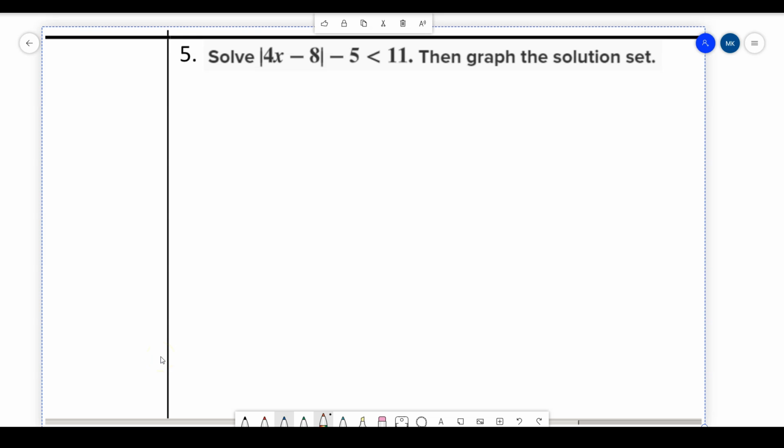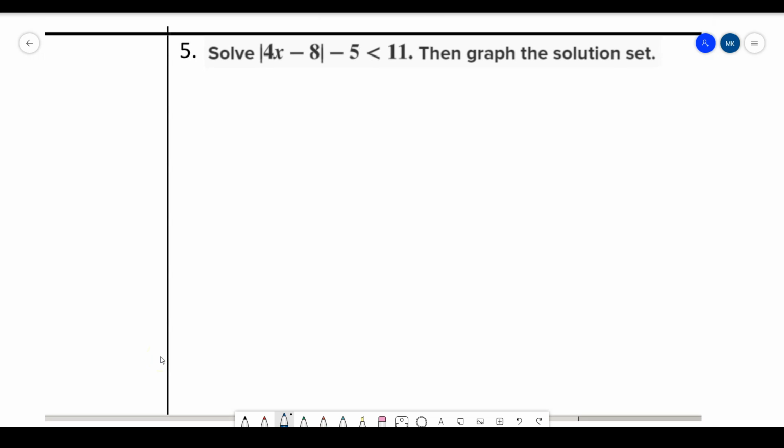Alright, so in this video we're going to solve an absolute value inequality. Basically, this plays out in a very similar way to solving an absolute value equation. The steps are still going to be similar. We're going to isolate, or get by itself, the absolute value. So isolate the absolute value.